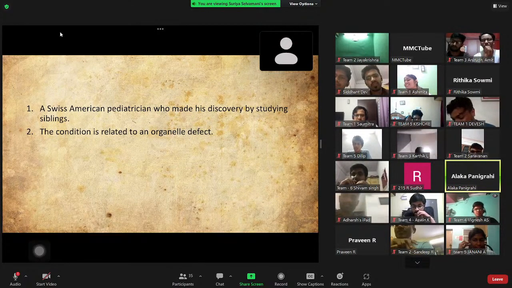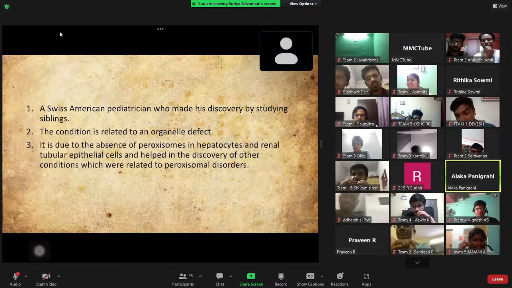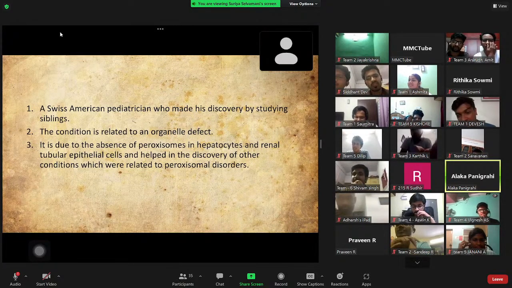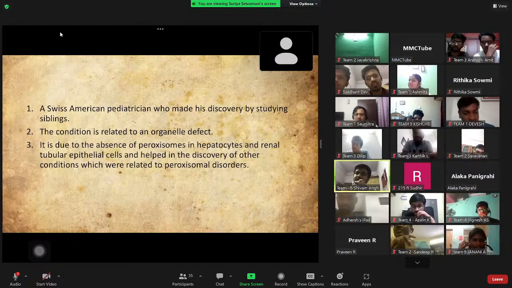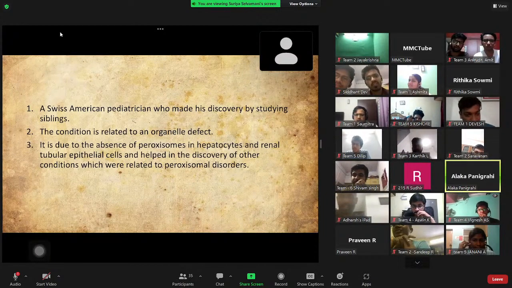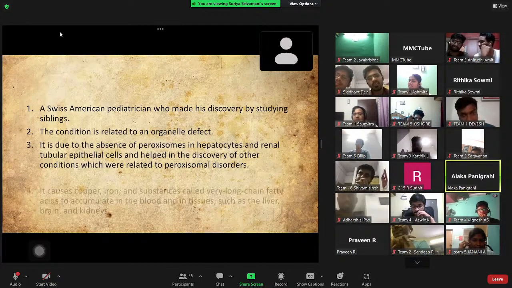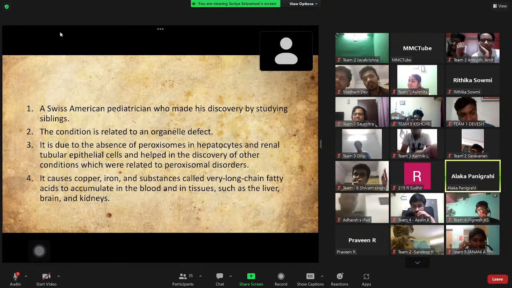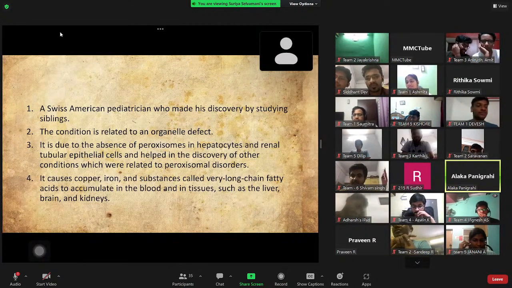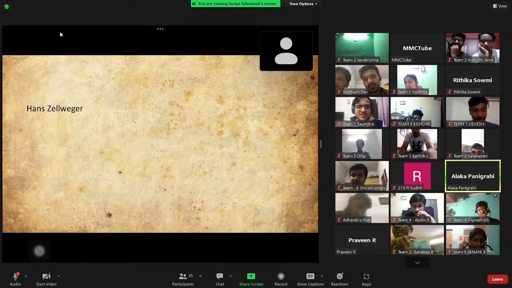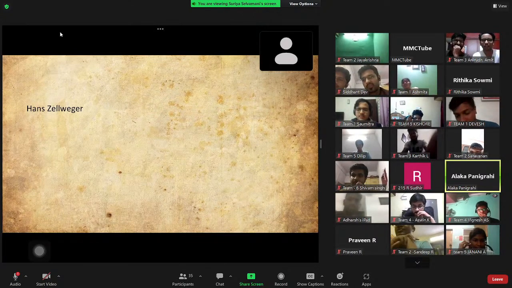It is due to the absence of peroxisomes in hepatocytes and renal tubular epithelial cells, and helped in the discovery of other conditions. Zellweger syndrome. Yes. So the answer is Hans Zellweger. You answered it in the third clue, so I'll give you 20 points.